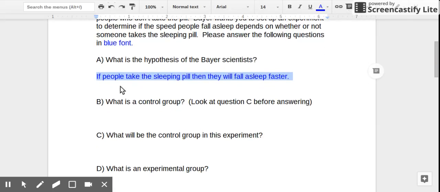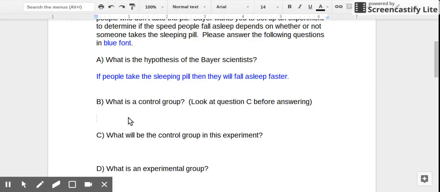So right there, we have the independent and dependent variable, right? The if part of the statement would be the independent variable. That's the thing that the researcher is manipulating. The researcher is introducing a new sleeping pill, so the new sleeping pill is the independent variable. And the then part, the second part, whether or not people fall asleep faster, that is the dependent variable. That is what you're measuring as a result.